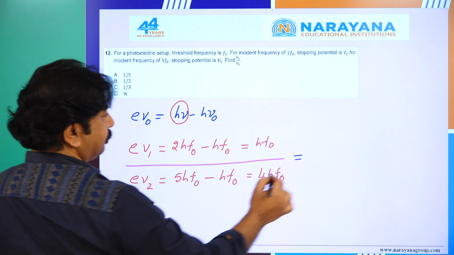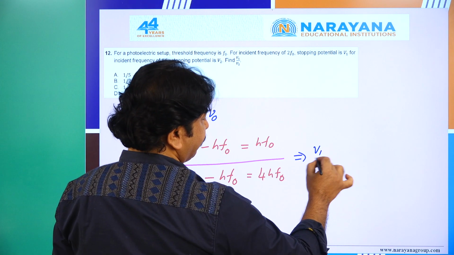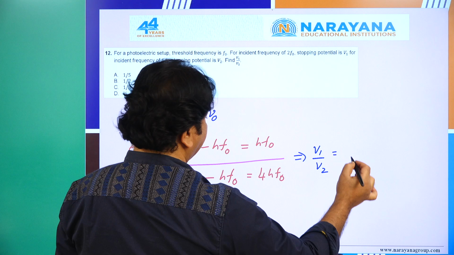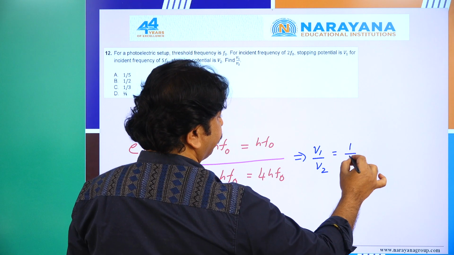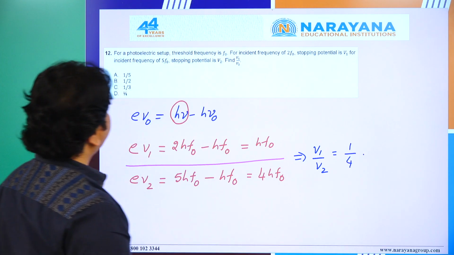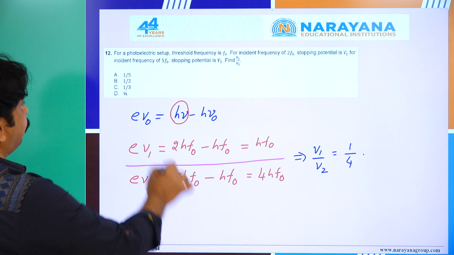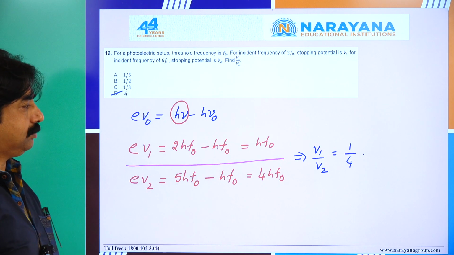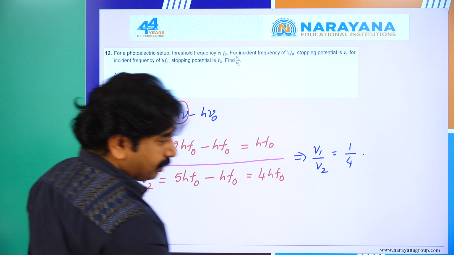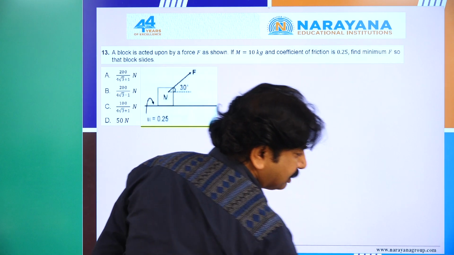So that should be equal to that, which implies V1 by V2 is equal to, you can write the final answer, 1 by 4 only. This is the fourth option, 1 by 4. Okay, next one. We are going to the next question.